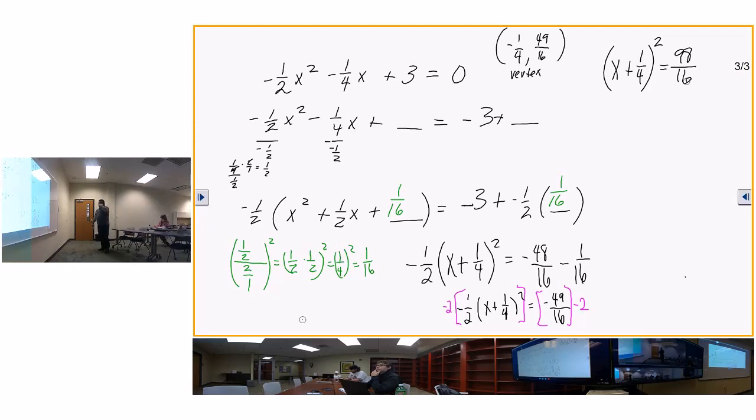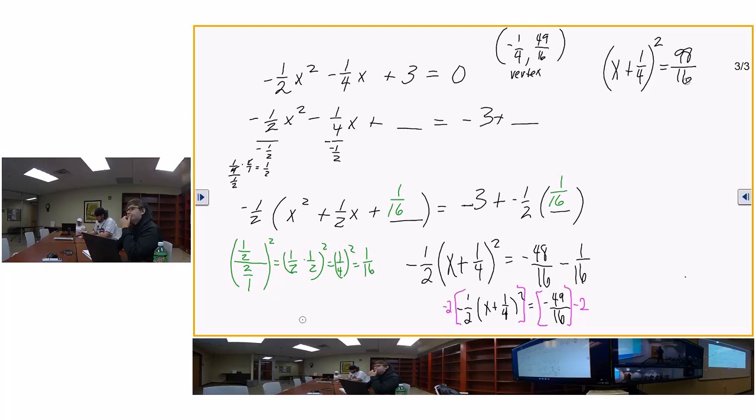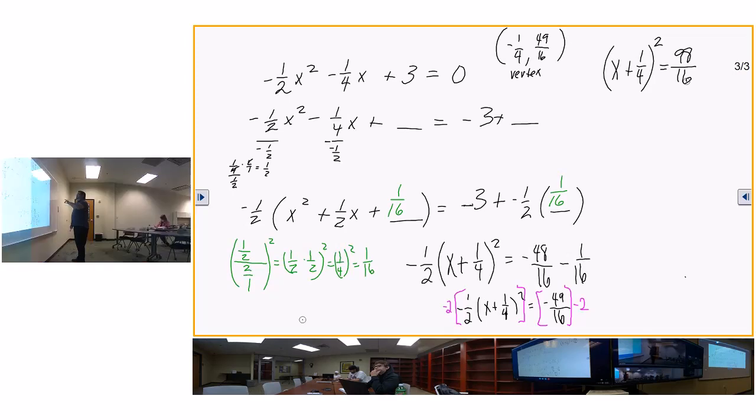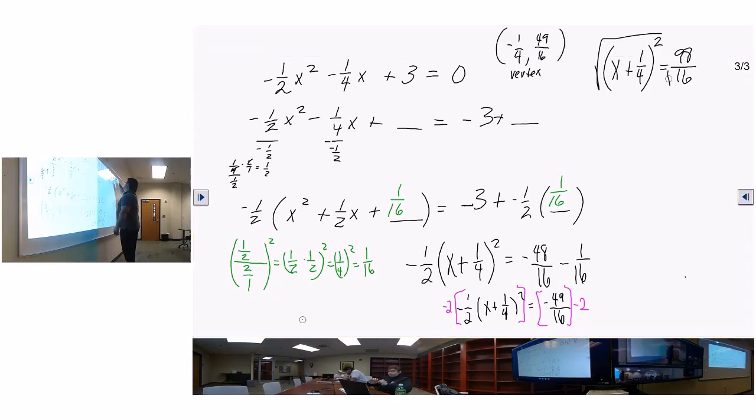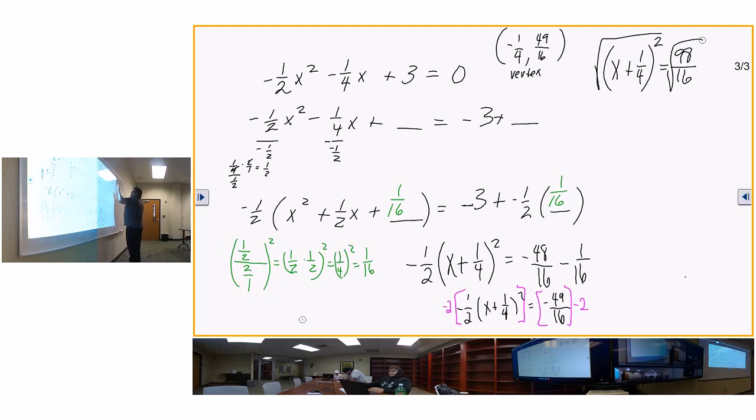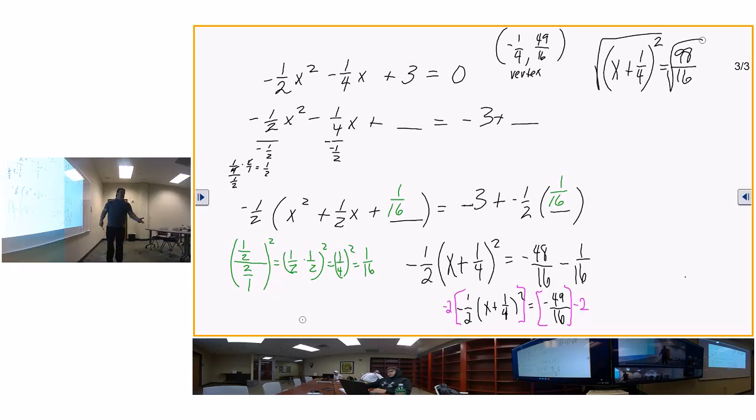Now, is 98 divisible by 16? I don't think it is. It can be reduced though, can it? No, I don't want to reduce because I can take the square root of 16. I just want to know if 98 is divisible by 16 because it'll give us a whole number, but I don't think it is. So, take the square root of both sides. And the reason you don't want to reduce, well, you could take the square root of 4, but 16 is a perfect square, so you want to leave it.